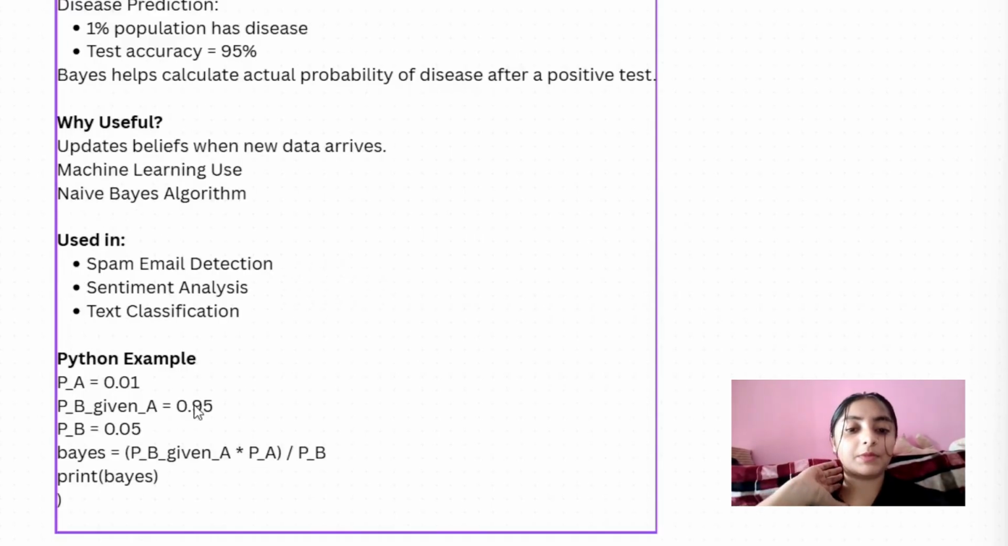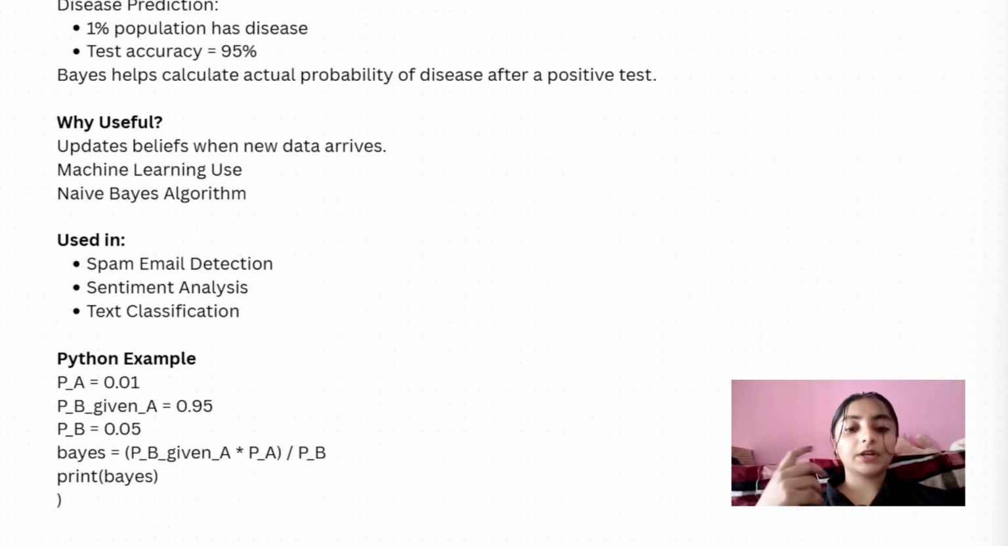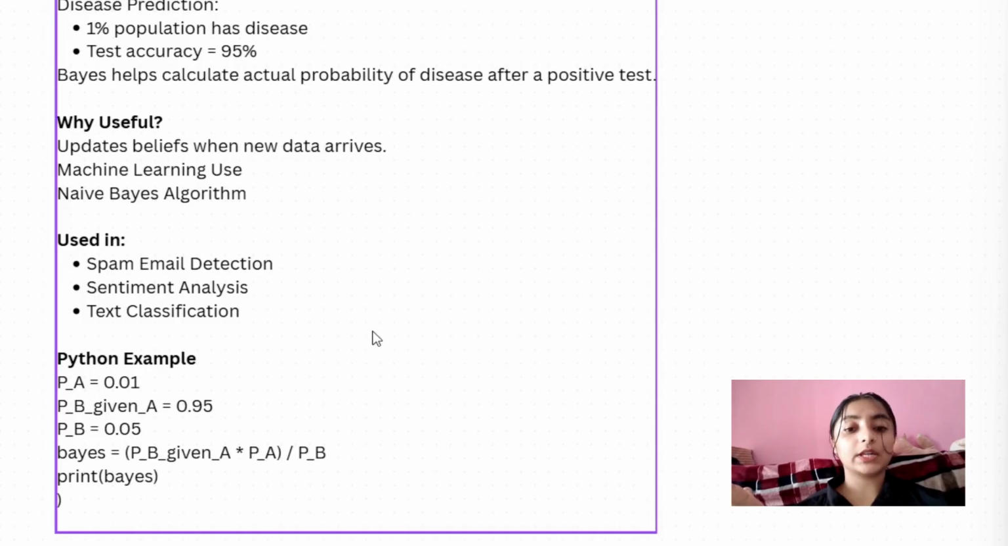The machine learning applications are things like spam detection, email detection, sentiment analysis, text classification, medical diagnosis systems and recommendation systems. We use it for spam email detection: we have a prediction of whether it is spam or not, and after getting the result we can confirm that it is spam. Also sentiment analysis, text classification, medical diagnosis and recommendation systems.